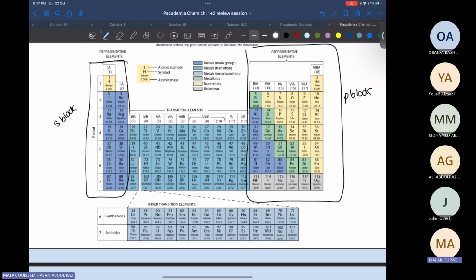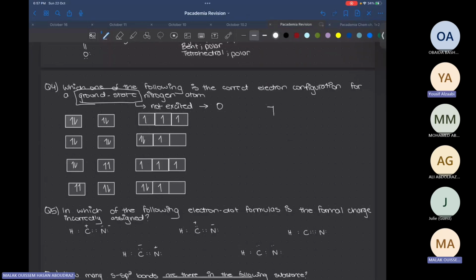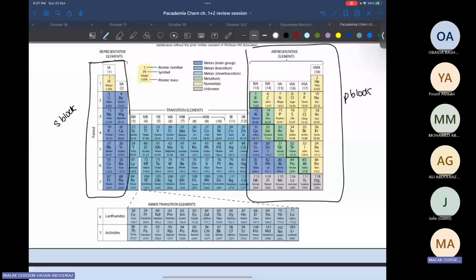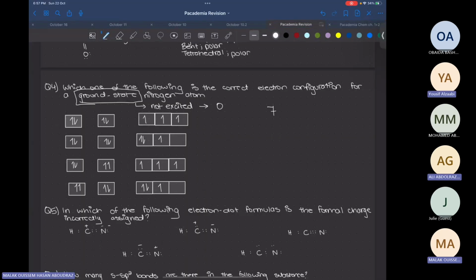So here it said nitrogen, right? So nitrogen, how many electrons does it have? 7. Okay. So I have 7. And which period is it in? Period 2. And which block is it in? P block. So it's the second period and it's P block. So I'm going to end up with 2p.